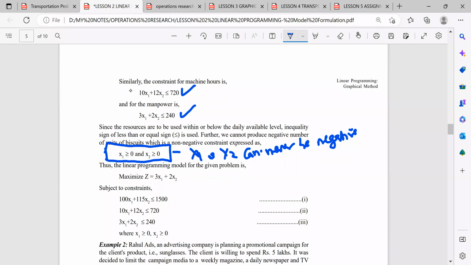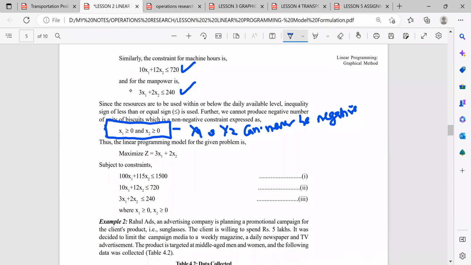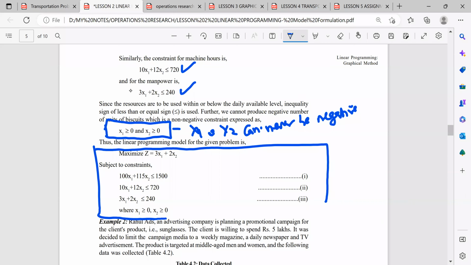Doesn't make sense. So once you have all that, this is now how you report your model. So this is how your model will look like. What was happening up there was the working, the steps, but this is now the required answer. This is the model.